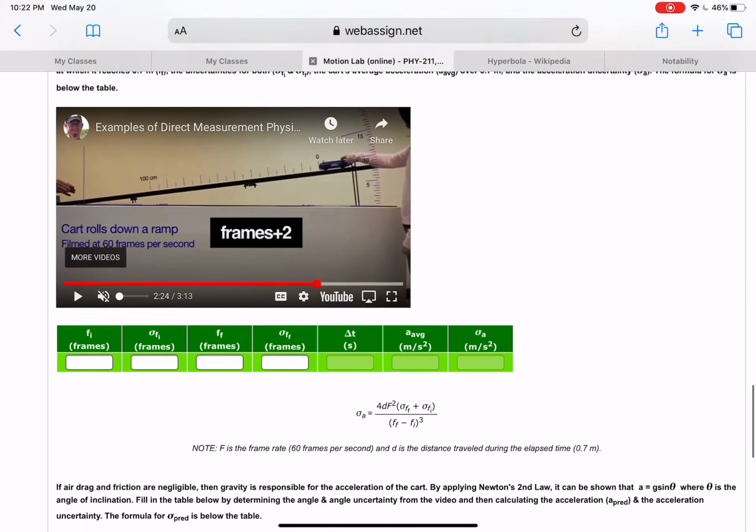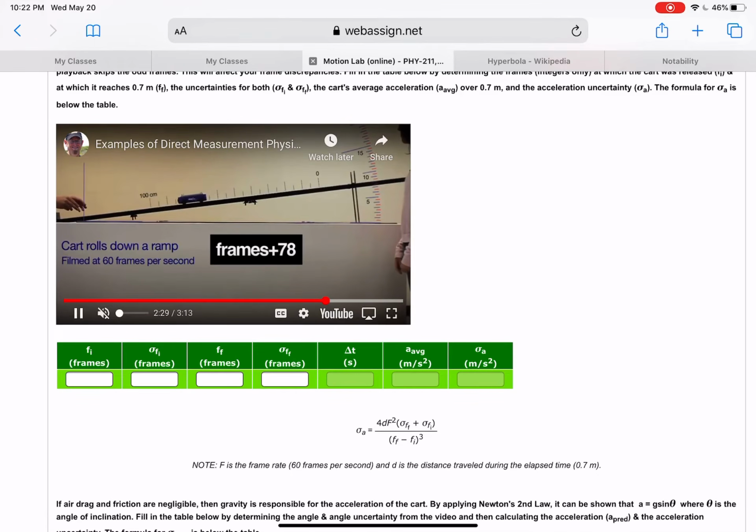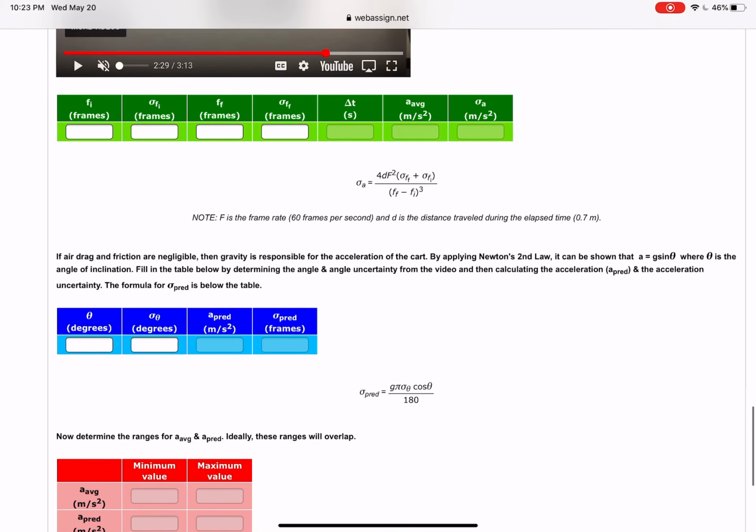Now, the thing is, this cart's going down a ramp. Let me play the video. You can see it's going down the ramp. Okay. Well, we can actually use Newton's second law to predict what the acceleration should be. And the formula is given here. It says the acceleration is g sine theta, where theta is the angle of inclination. g is just the free fall acceleration. That's 9.8 meters per square second.